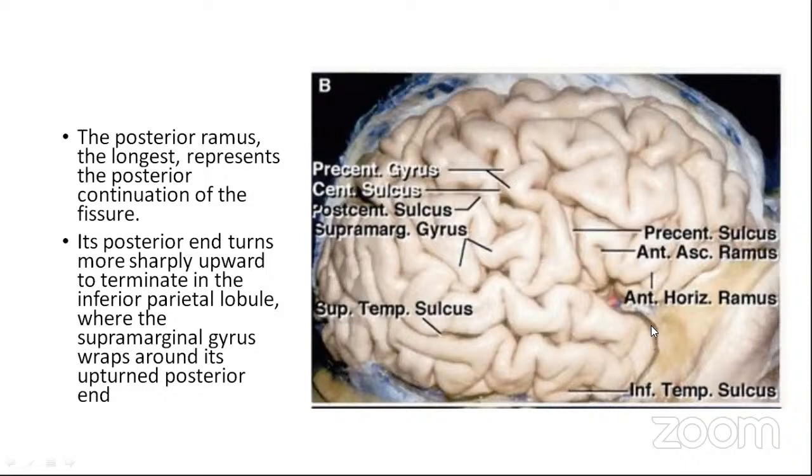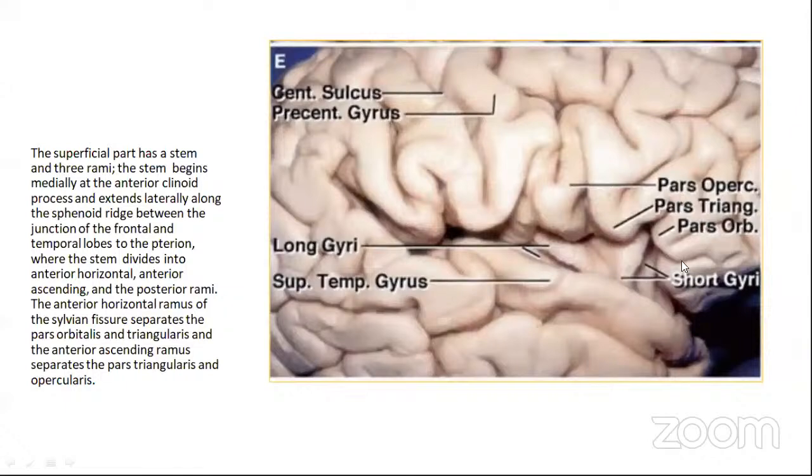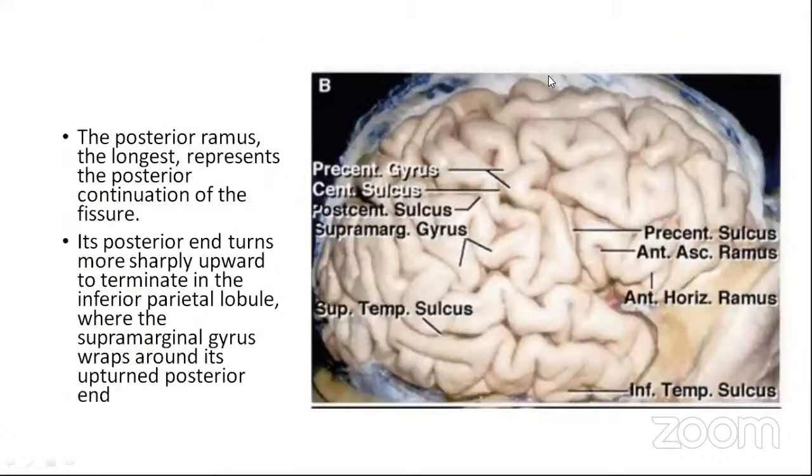In this slide, as we can appreciate, this will be the Sylvian fissure. We can see that anteriorly, it is divided into two short rami. We have an anterior horizontal ramus and an anterior ascending ramus. The anterior horizontal ramus is going to divide this part, which is pars orbitalis, from this part, which is pars triangularis. The anterior ascending ramus separates pars triangularis from pars opercularis. The posterior ramus is a continuation of the Sylvian fissure, and it's going to end here in the supramarginal gyrus, which is part of the inferior parietal lobule.